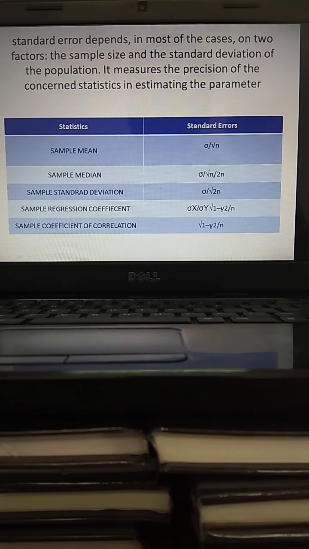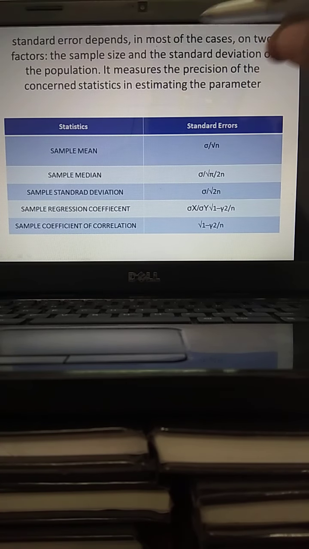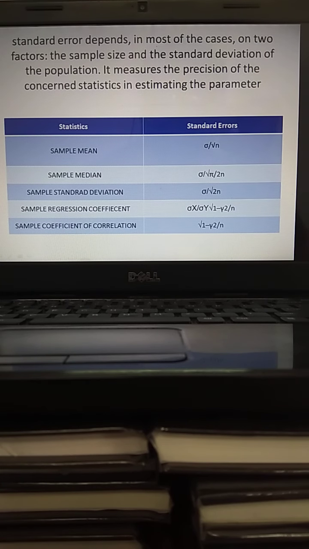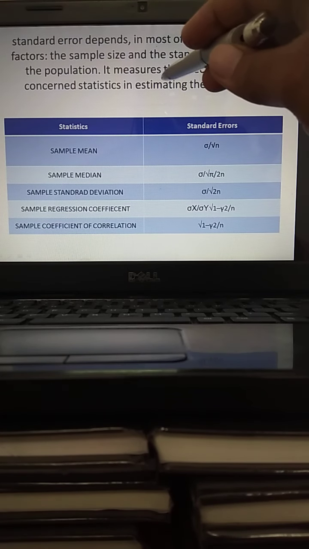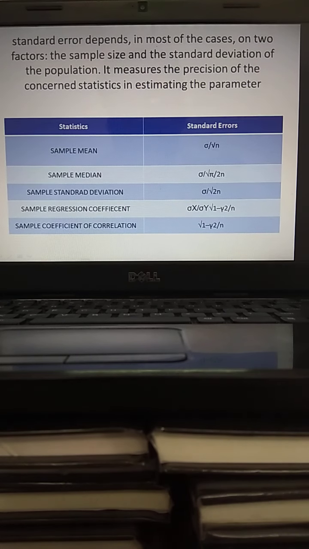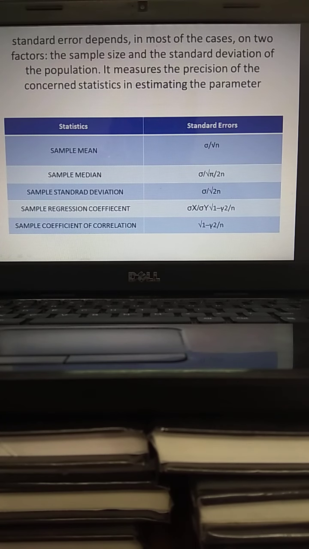Look at this slide. The standard error depends in most cases on two factors: the sample size and the standard deviation of the population. What is the actual purpose of the standard error? It measures the precision of the concerned statistic in estimating the parameter. If the precision of the statistic is good, then the area where you use that statistical information is going to give error-free information.